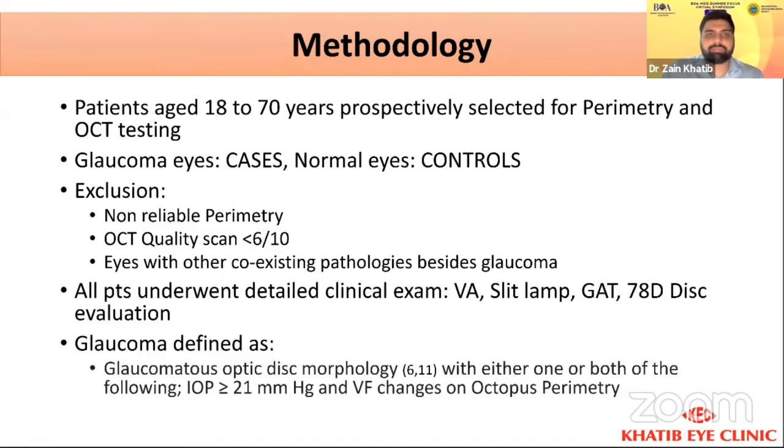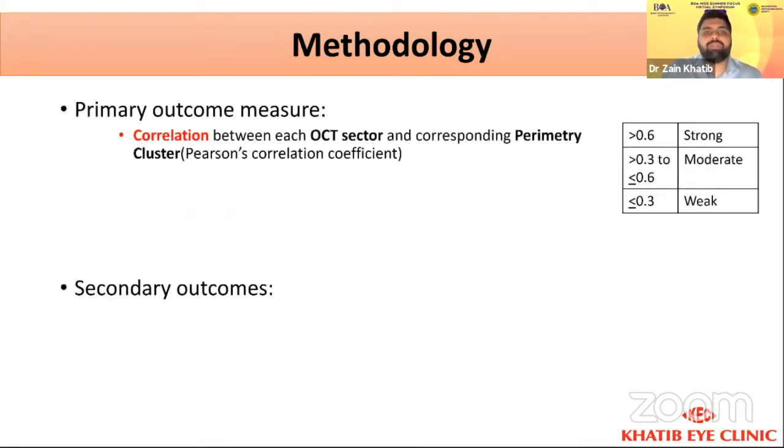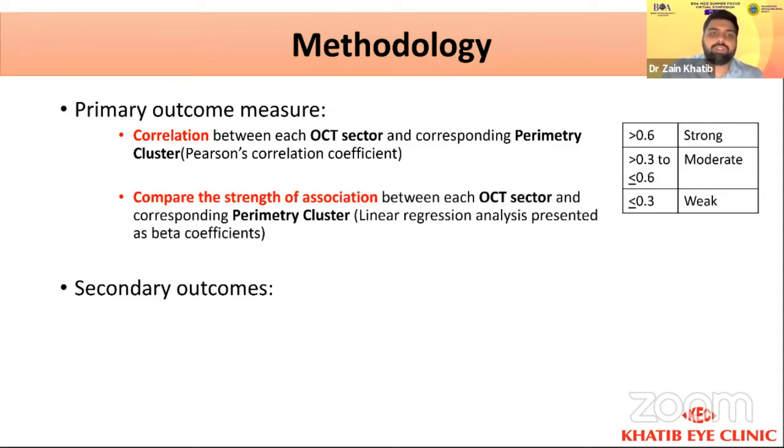So our primary outcome measure was to see the correlation between each OCT sector and corresponding perimetry cluster. This was given by Pearson's correlation coefficient. More than 0.6 was considered strong, 0.3 to 0.6 was moderate, and less than 0.3 was weak. Then we also compared the strength of association between the OCT sector and each perimetry cluster. This was given by the linear regression analysis and presented as beta coefficients.